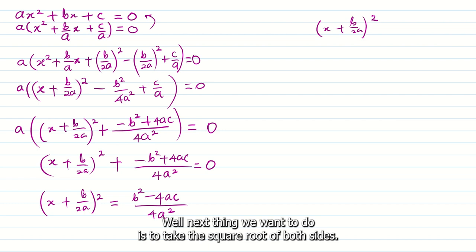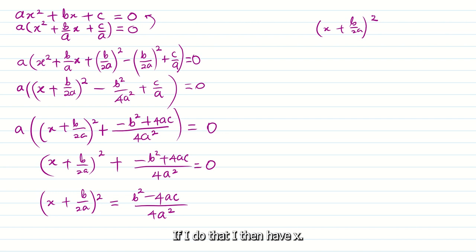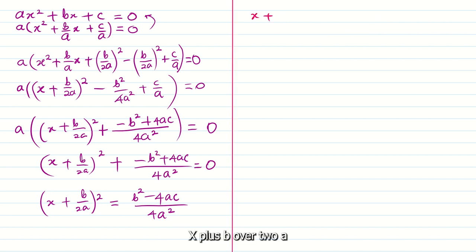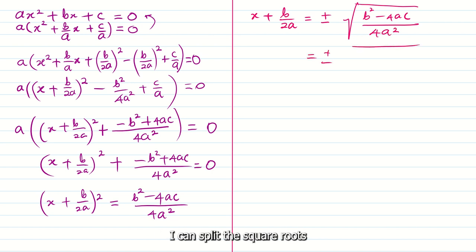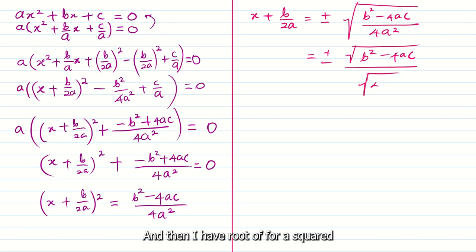The next thing we want to do is to take the square root of both sides. If I do that, I then have x plus b over 2a equals plus or minus the root of b squared minus 4ac over 4a squared. Now, for the right hand side here, I could split the square roots so that I have the root of b squared minus 4ac, that's a rule of surds, and then I have the root of 4a squared.